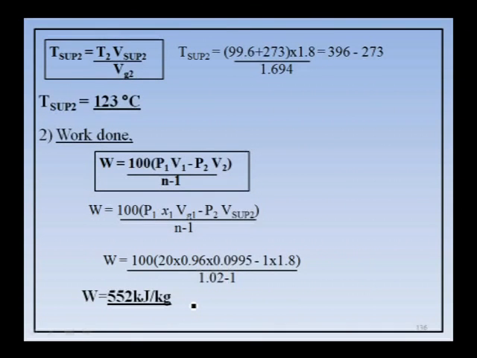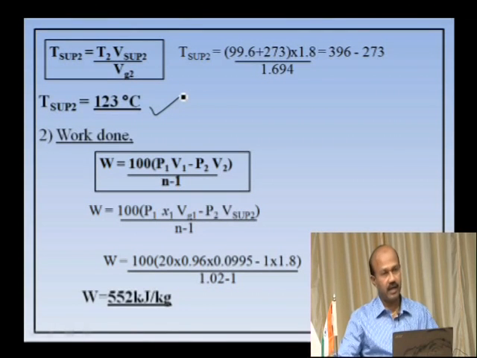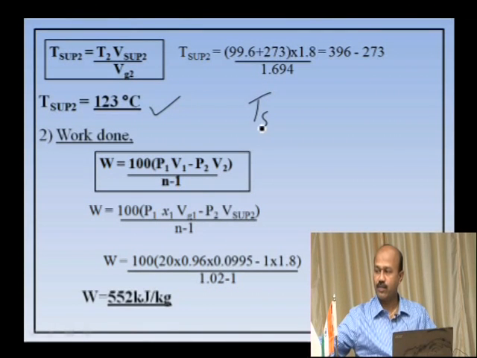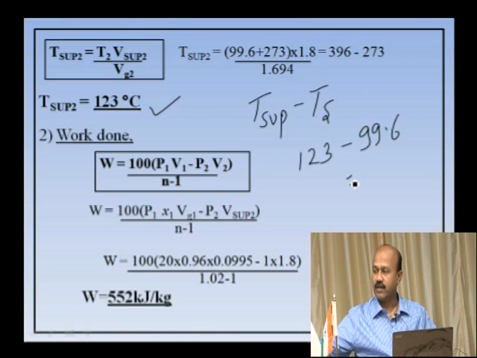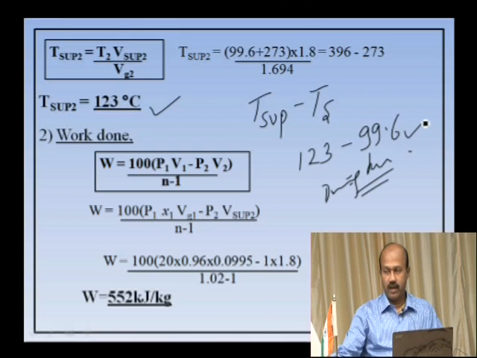Next, Tsup2 is equal to T2 into Vsup2 divided by Vg2. You get Tsup2 is around 123 degree C. It is the superheated temperature. Suppose you want the degree of superheat, that is always Tsup minus Tsat. Tsup is 123 and Tsat is 99.6. The difference of this is your degree of superheat. This you must find.